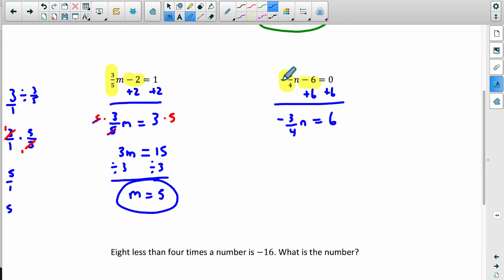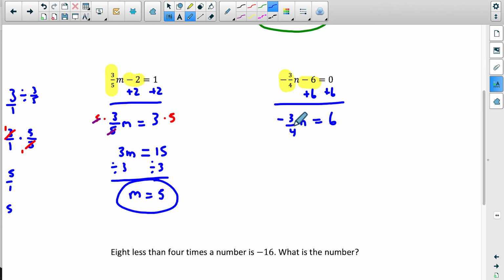When you have a negative out front, consider it with the numerator. Never consider it with the denominator. You can, but I would say almost always you just consider it going with the numerator. So I'm going to do it the second way for this one. I want to get rid of the negative 3 and also get rid of the 4. I'm going to get rid of the 4 first.